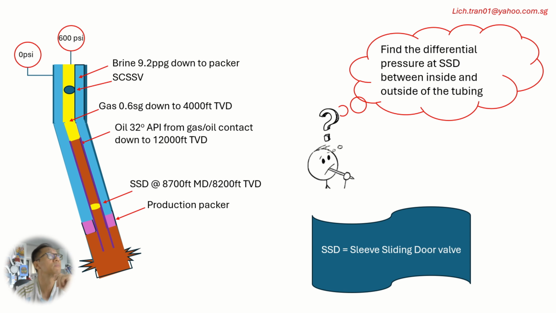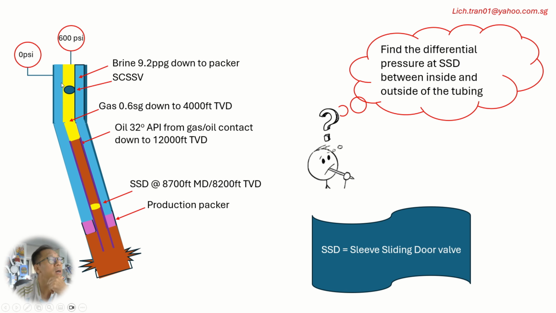Alright, we have a production packer here. Above the production packer is an SSD, which stands for sliding sleeve door valve, which is installed at 8,200 feet TVD. On the annulus side, you have the packer fluid, which is brine, having a density of 9.2 ppg from top to the production packer.